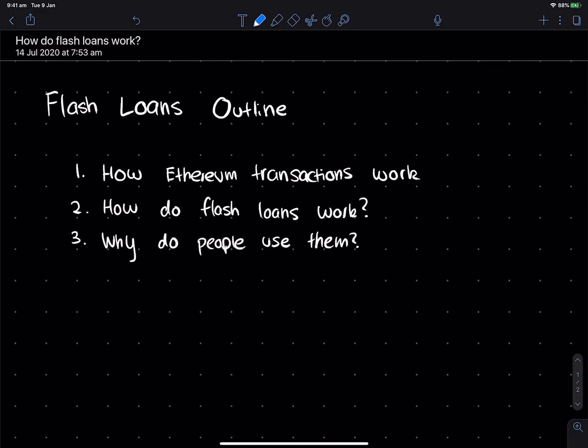Hey everyone, welcome to a new edition of DeFi Weekly featuring how do flash loans work.